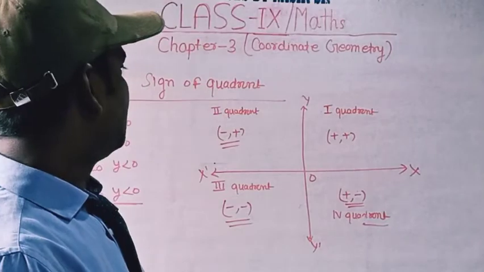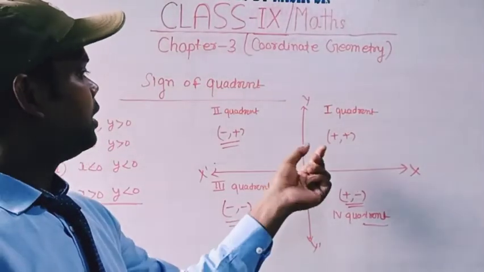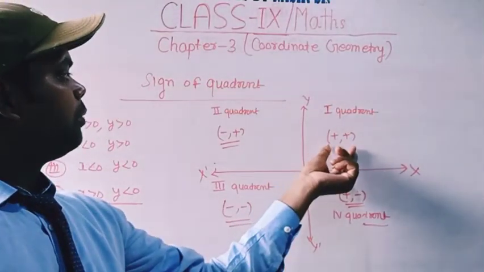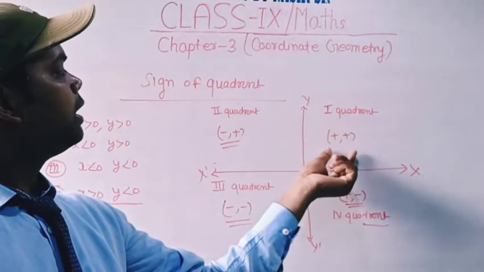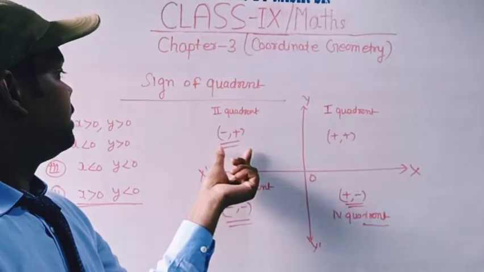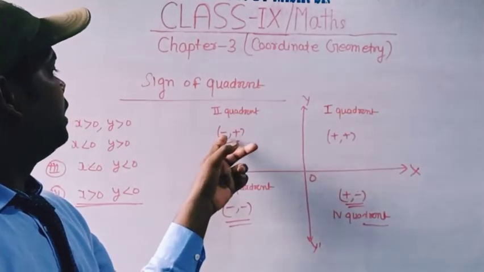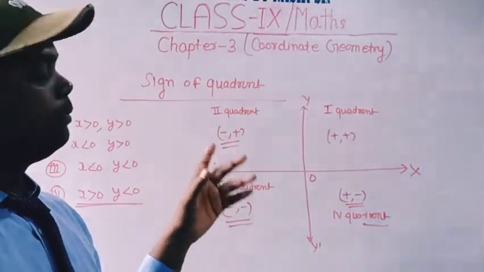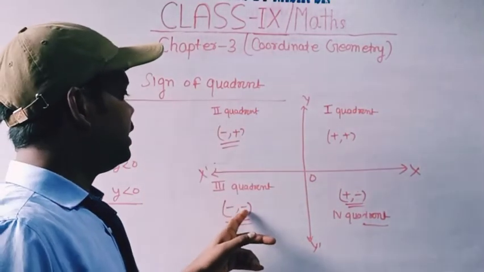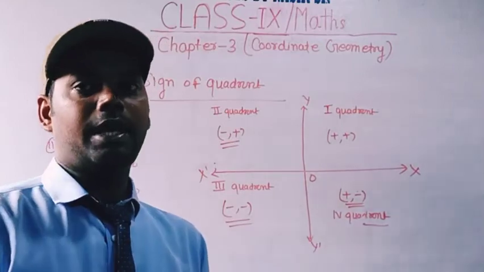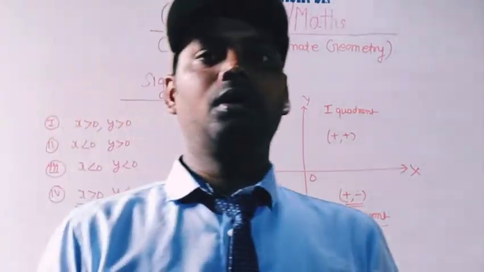Okay, so remember that in the first quadrant the ordered pair is positive, positive. In the second quadrant the ordered pair is negative and positive. In the third, negative, negative, and in the fourth, positive and negative.